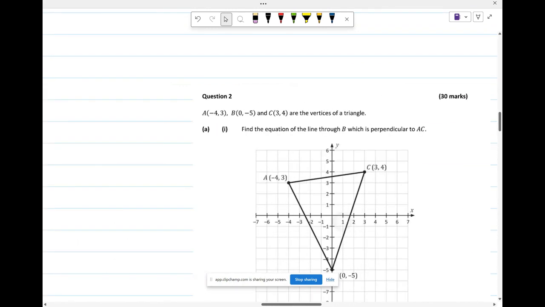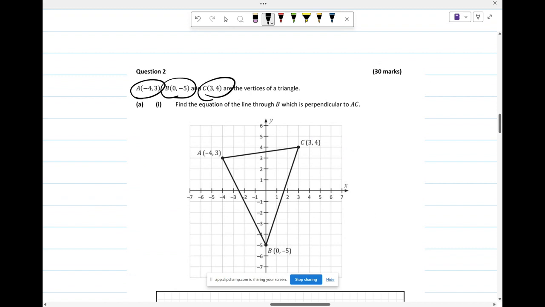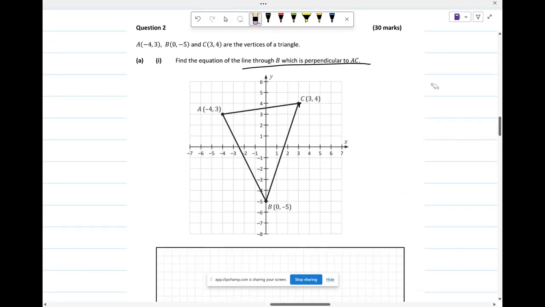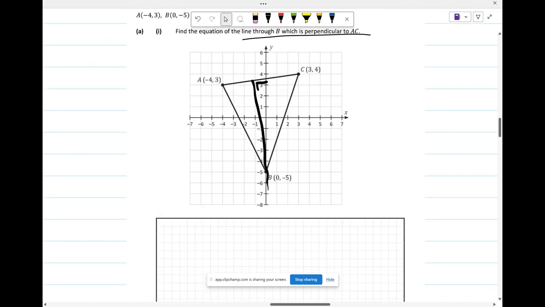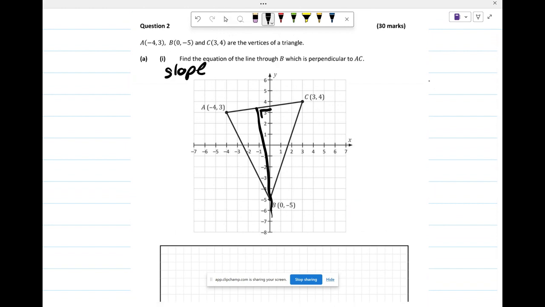So if I go to the very first part, it says A is minus 3, 4, B is 0, minus 5, and C is 3, 4. These are the corners. Find the equation of the line through B which is perpendicular to AC. So we want to find the line that goes through B and ends up 90 degrees to AC. First of all, what are they asking? We're trying to find the equation of a line. For that we need a slope and a point. We have the point B, that's the point we're going through. We just need the slope of this line.